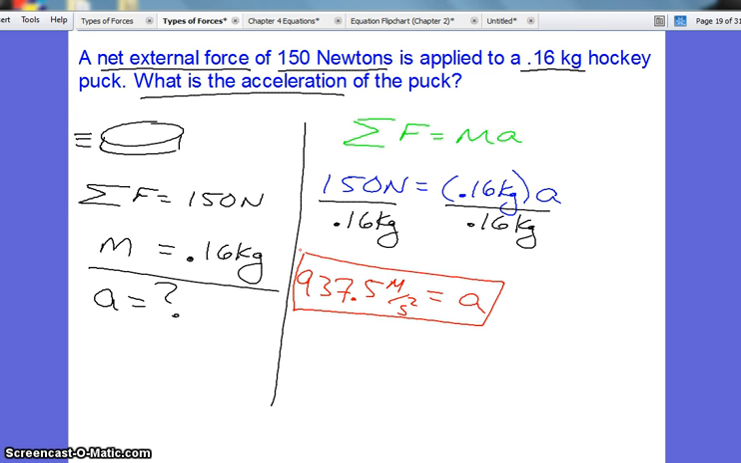But watch for your units here. In order to be in meters per second squared, we must always be in newtons and kilograms. So when working through these problems, always make sure your units are newtons, kilograms, and meters and seconds, and then you'll be okay.